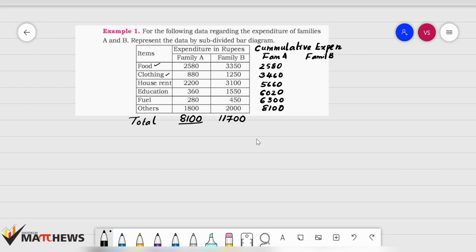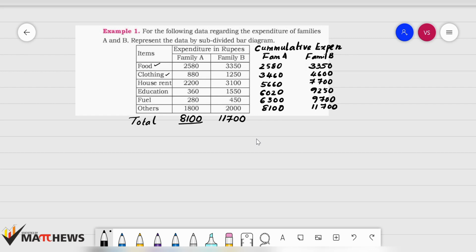Then for family B, it is as it is 3,350. For 3,350, I add 1,250. I will be getting 4,600. Okay. Then if I add 3,100 to it, it will be 7,700. If I add 1,550, it would be 9,250. If I add 450, it would be 9,700. Okay, if I add 2,000 to it, it would be 11,700, students. This is important for us. For marking, it will help us out.